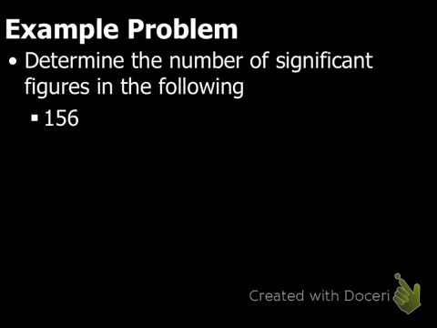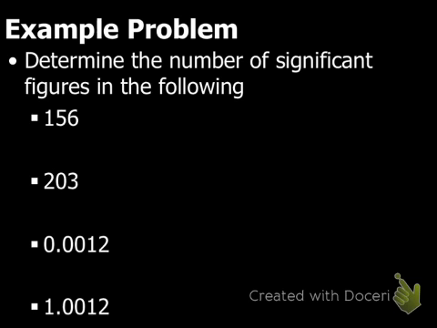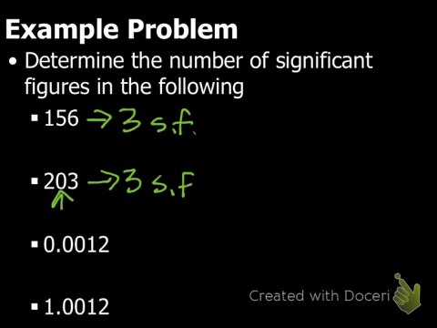Okay, so let's look at a couple example problems and go through and see if we can figure out how many sig figs in each. So our first one, these are all non-zero numbers, so this one would have 3 sig figs. For our second one, we've got a captive 0, which counts, so that number would also have 3 sig figs. Our next one, we've got some leading zeros, so in that case, those don't count. We don't start counting until we hit the first non-zero, so that would have 2 sig figs.